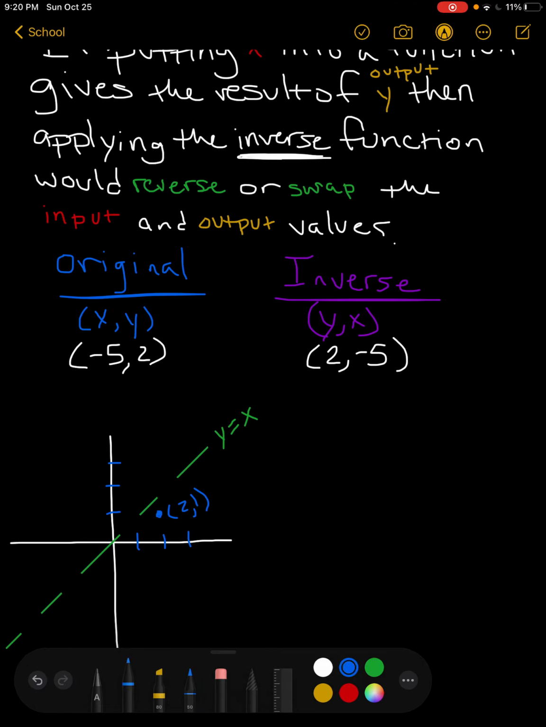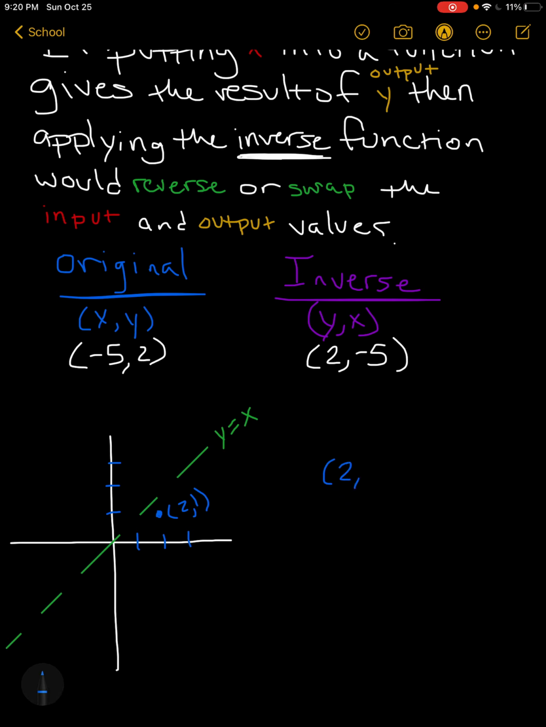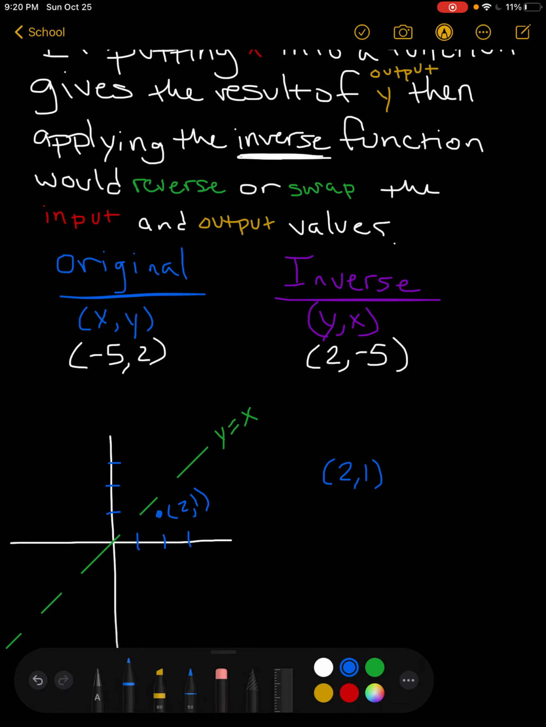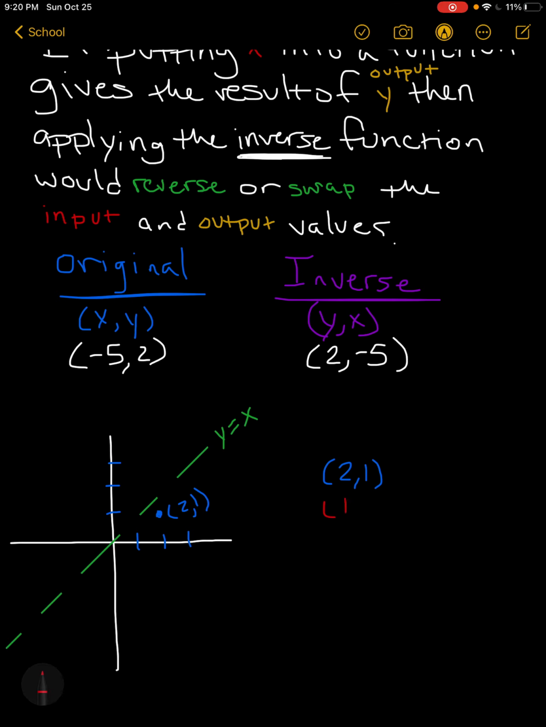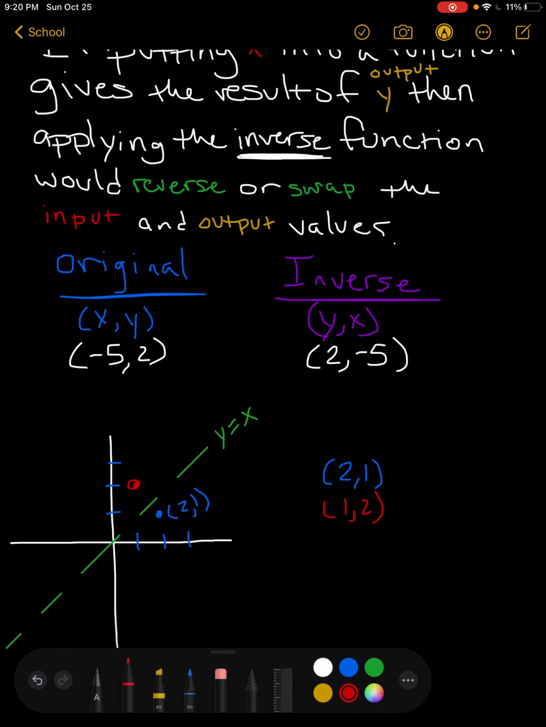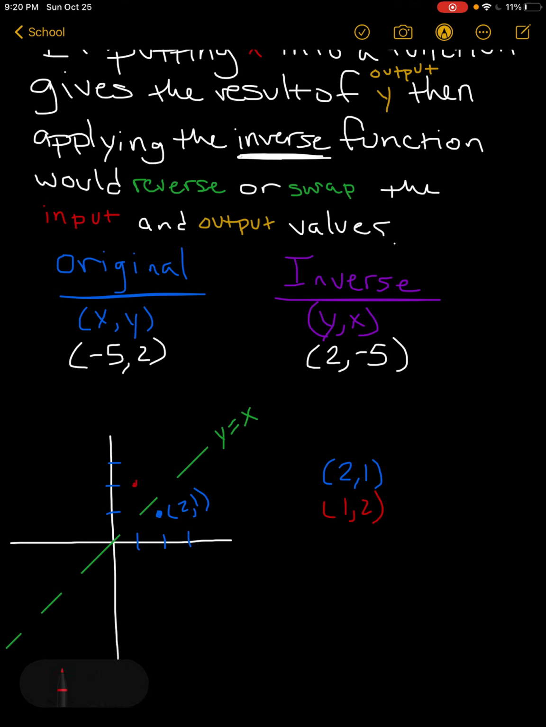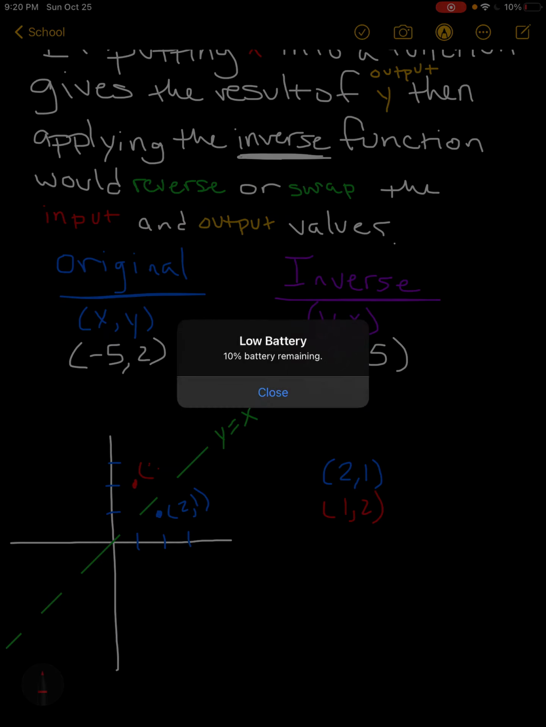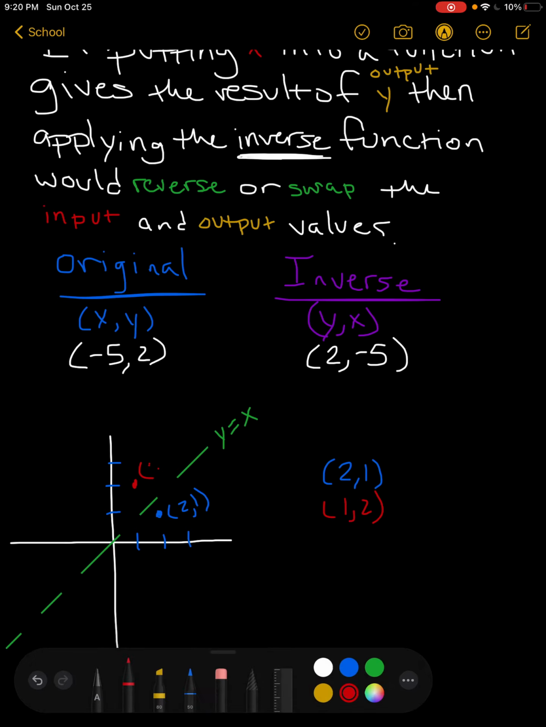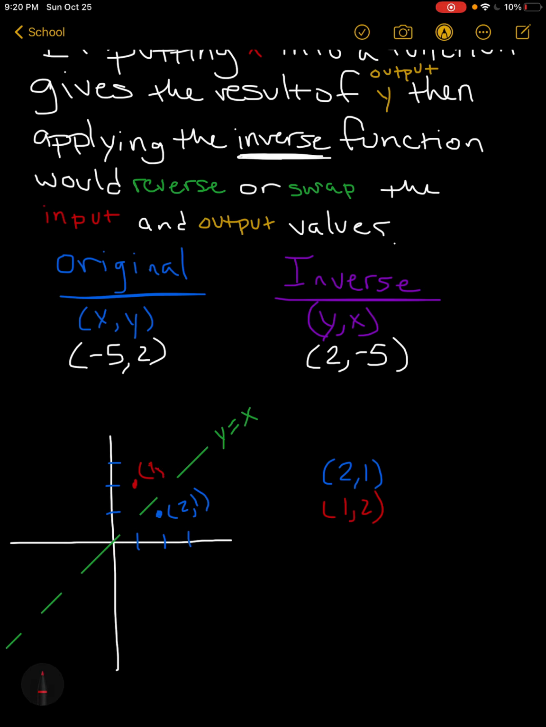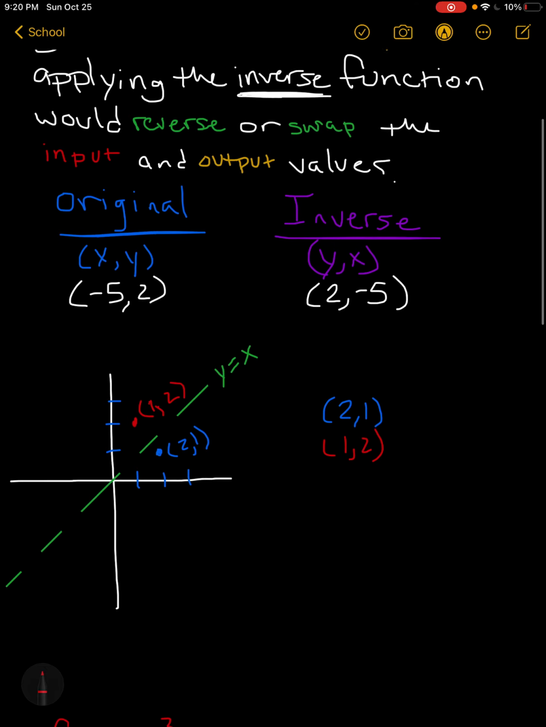So here we have the ordered pair (2, 1). When I switch my x and my y values, it becomes (1, 2). And when I put it on my graph, I can see that it is just reflected over my line here of y equals x. So this happens for all inverse functions and inverse points.